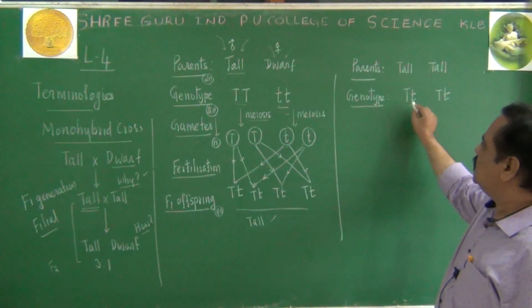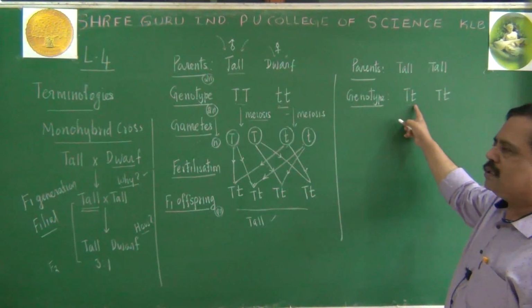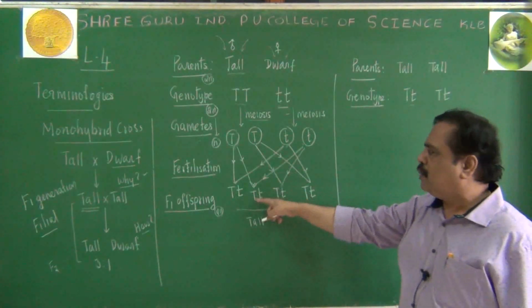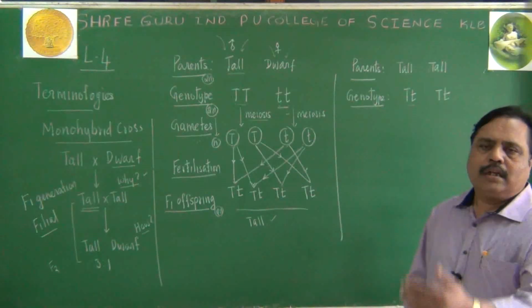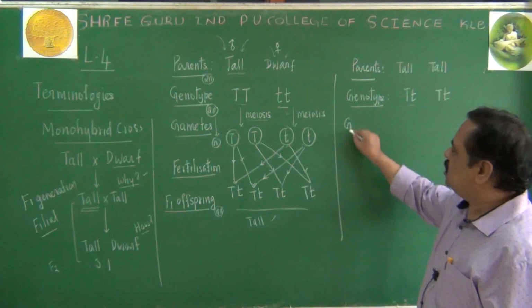This can be called heterozygous tall because there are 2 different alleles. Paternal has given capital T, maternal has given small t. So we are writing like this. What is the next step?